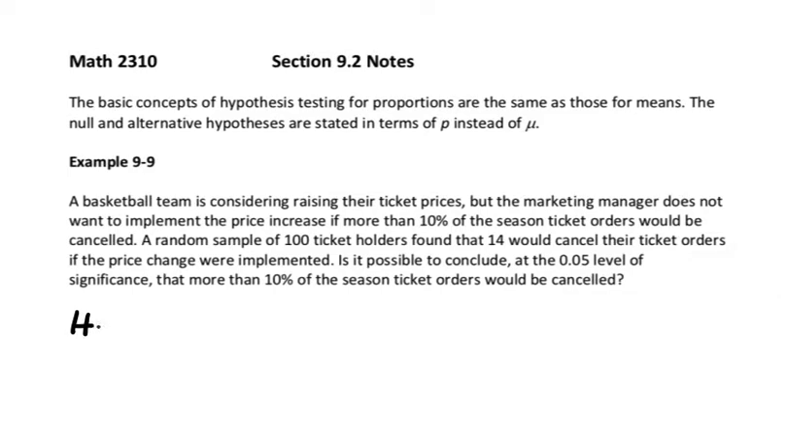I'm going to start with the alternative because if I look at my question, it's asking, is it possible to conclude that more than 10% of the season ticket orders would be canceled? So my alternative hypothesis is going to be that P, the proportion of ticket orders that would be canceled, is greater than 10%, or 0.10. And so then my null hypothesis will be the opposite of that. P is less than or equal to 10%.